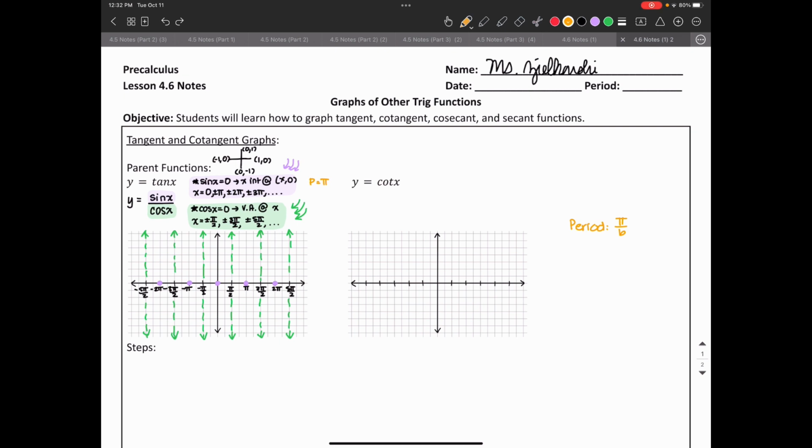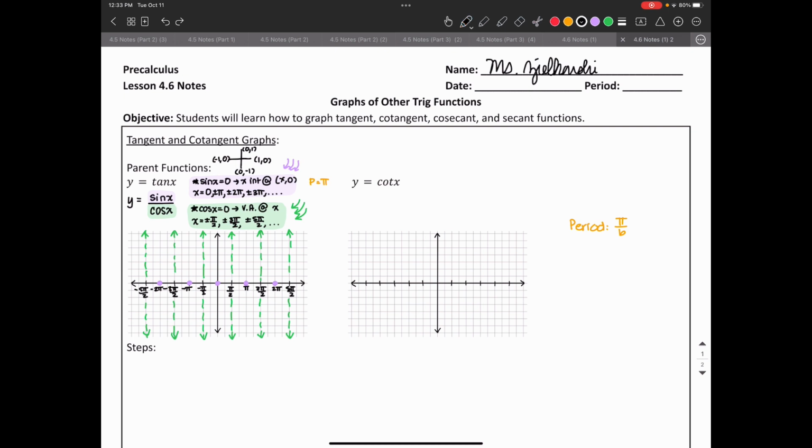So really I'm taking a normal period for this type of function and dividing by whatever b is. And I did that for sine and cosine as well. But a regular period for sine and cosine was 2 pi. So that's why I took 2 pi and divided by b to find the period. So that's one thing to note.